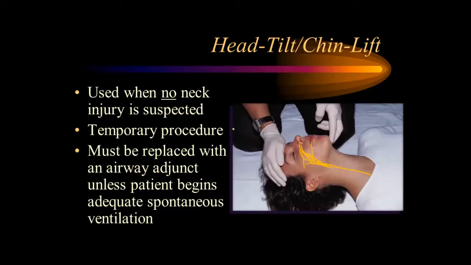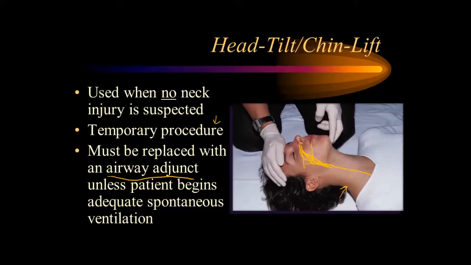We use this head tilt chin lift when no neck injury is suspected. So if the patient is a trauma victim and we are concerned that maybe their neck back here is injured, their spine is injured, we're going to use a different technique, which I'll talk about in a second. So we're going to say this patient does not have a neck injury. As I mentioned, it's a temporary procedure, but it's something you can do really quick. And you have to replace it with what's called an airway adjunct, unless the patient begins adequate spontaneous ventilation after you move their head back.